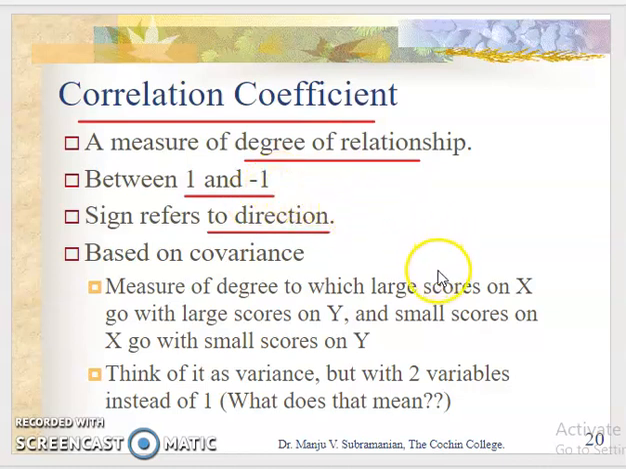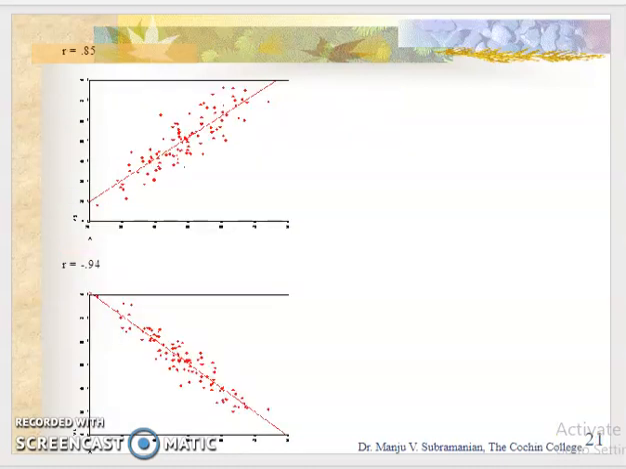And based upon this covariance, that is a measure of the degree to which the large scores on X go with the large scores on Y, and the small scores go with the small scores of Y. So this is an example of a scatter diagram, and it is a simple method of studying the relationship between two variables. Here it is the X variable and here it is the Y variable, and the correlation is represented by the letter R.